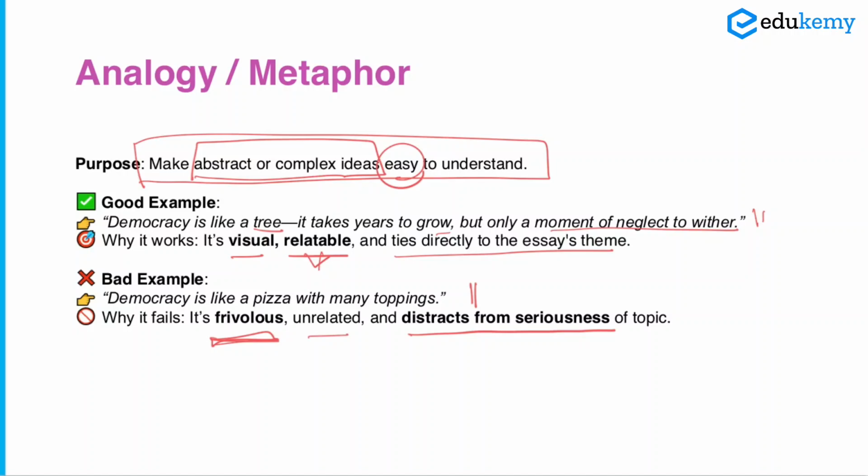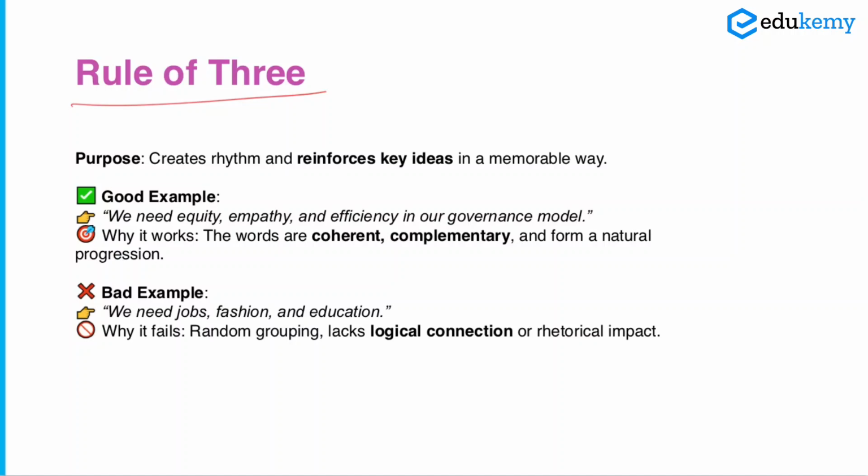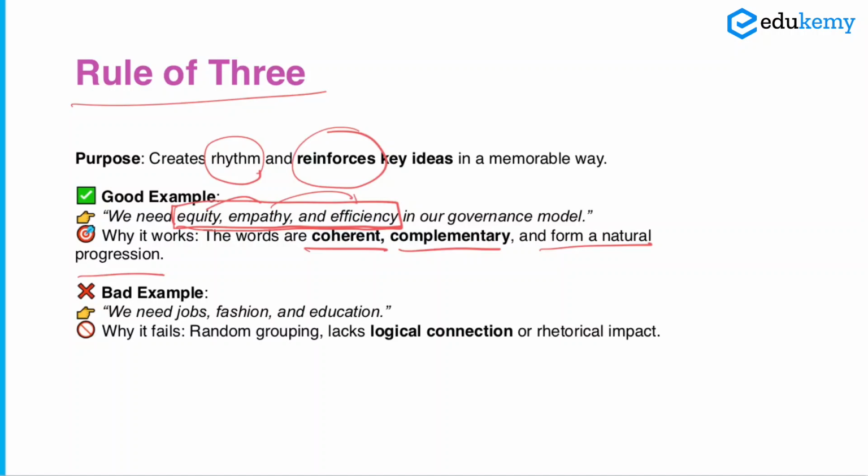Let's look at the rule of three and what it does for your writing. So it creates a rhythm and it reinforces key ideas, right? So this example says we need equity, empathy, efficiency. Why do you think it works? The use of E in all three words is a splendid example, right? So it works because the words are coherent and complementary and they form a natural progression. You go from equity to empathy to efficiency. It's sort of building up this idea.